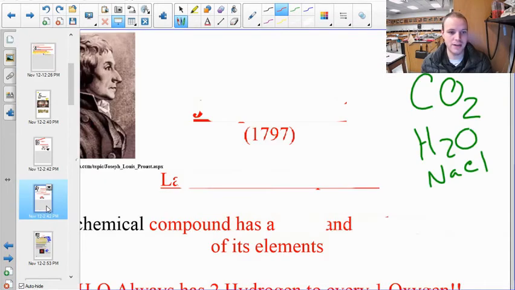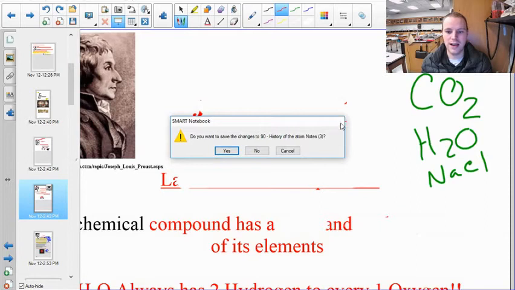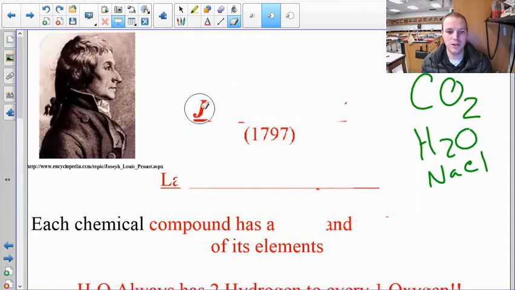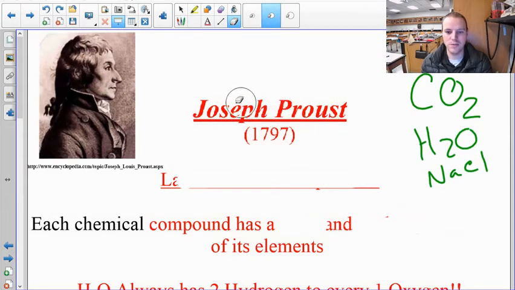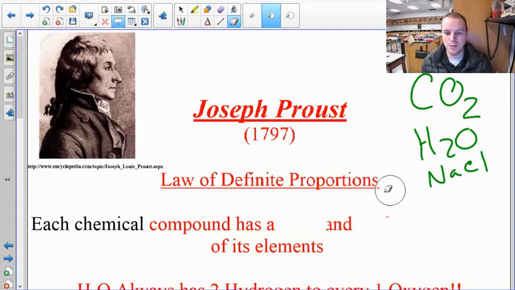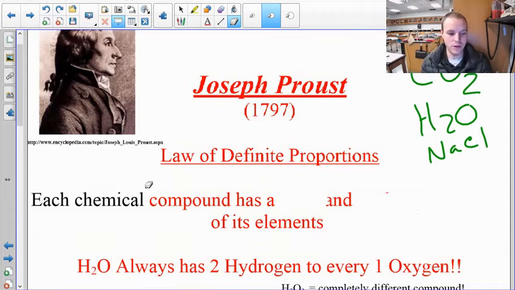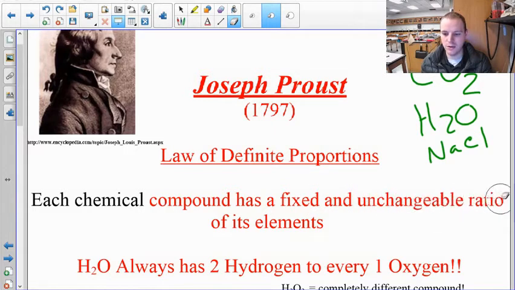Next up, enter this guy. I don't want to close this. His name is Joseph Proust, about 20-some years later. And he is credited with the law of definite proportions. The law of definite proportions. And so what this is saying is that each chemical compound has a fixed and unchangeable ratio of its elements.